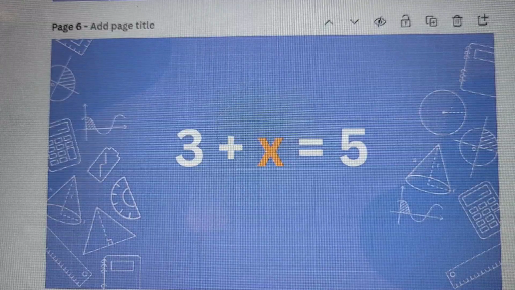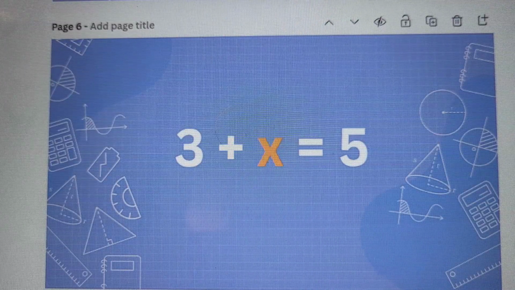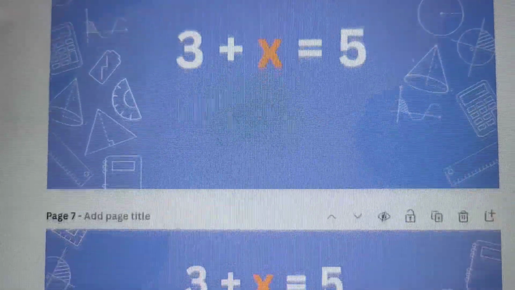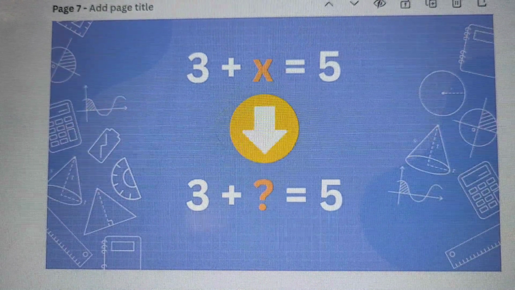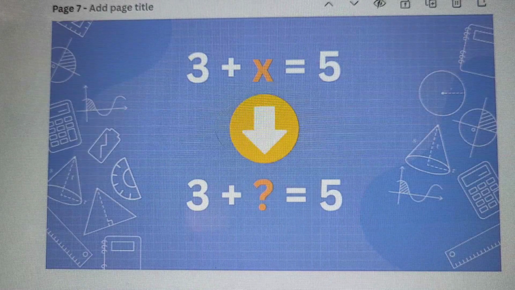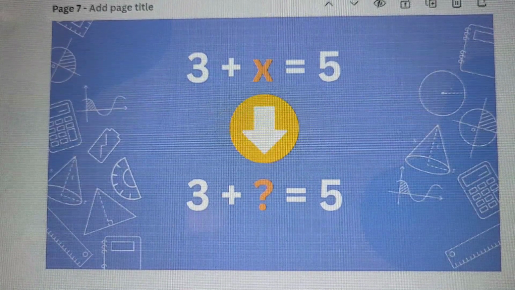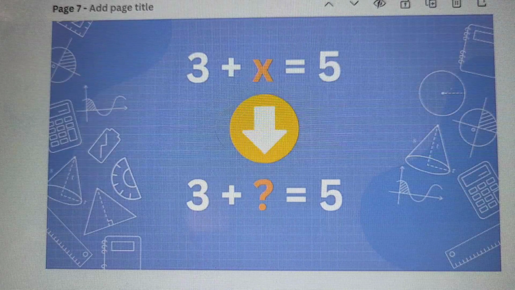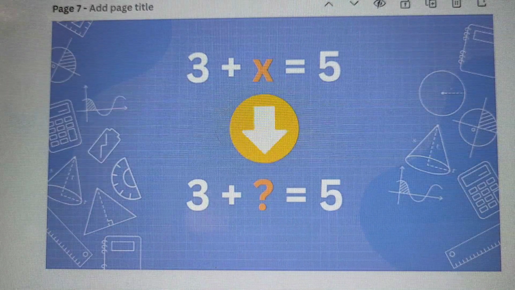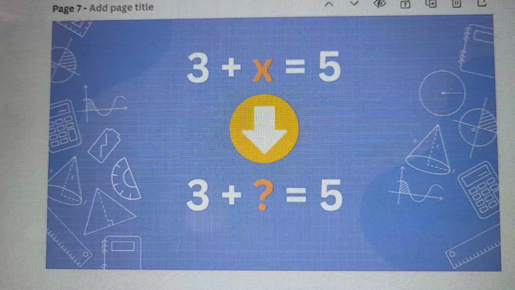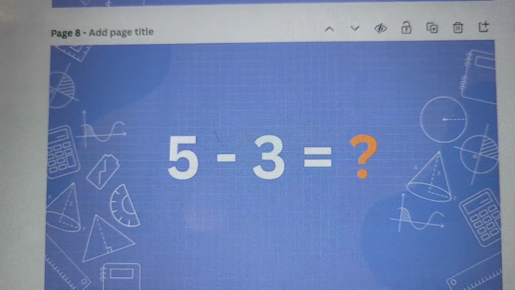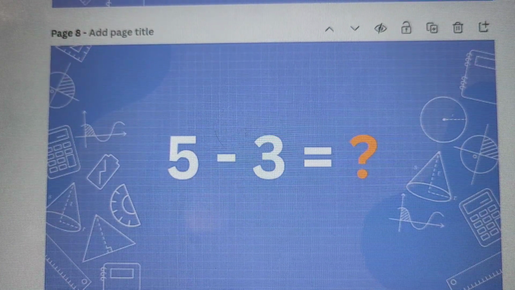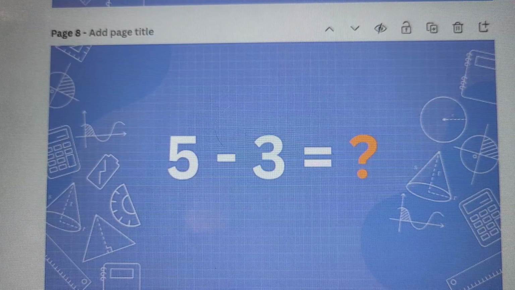Let's say we have the problem 3 plus x equals 5. Now I'm going to transform that into 3 plus question mark equals 5, or 3 plus what equals 5. As you can see, this simplifies the problem a bit. We now realize, oh, there's a value that we need to solve for. And this is a pretty simple addition problem, so we could just change it to subtraction by 5 minus 3 equals question mark. And voila, now our unknown value is on the other side of the equation.